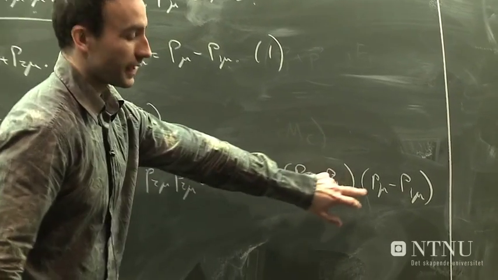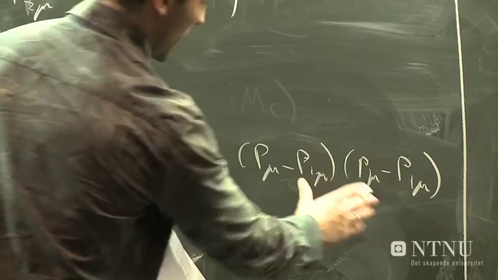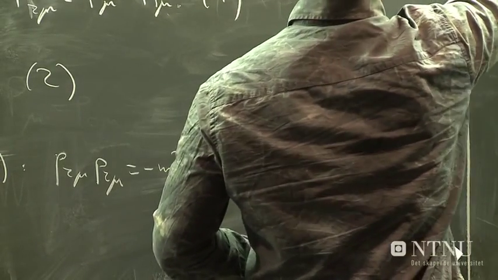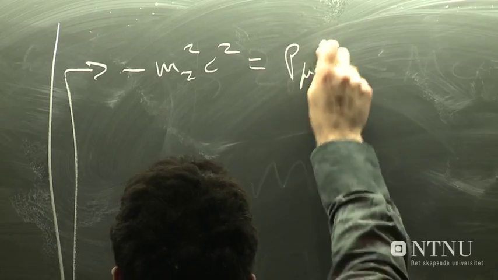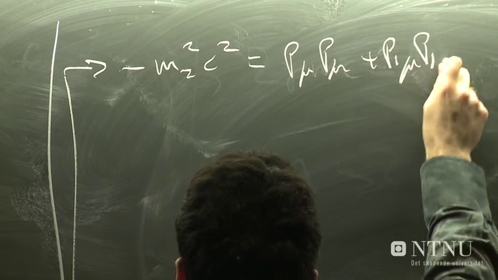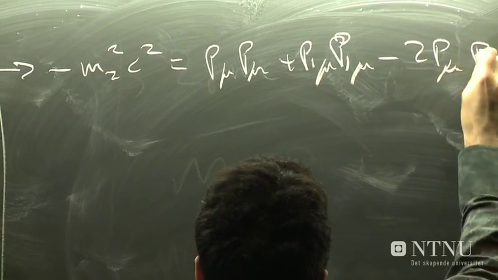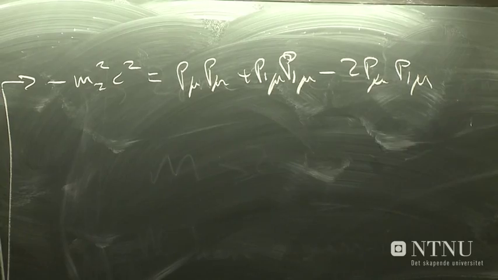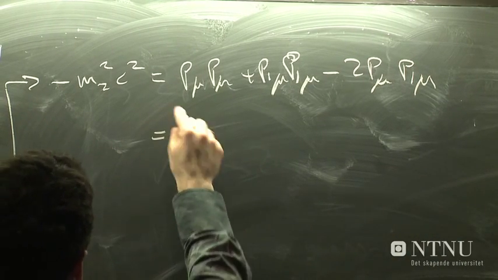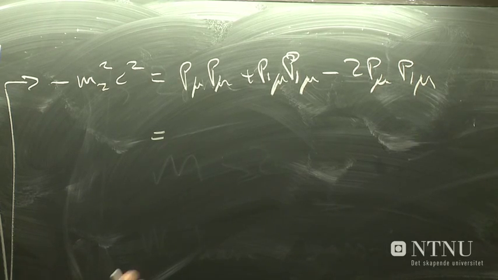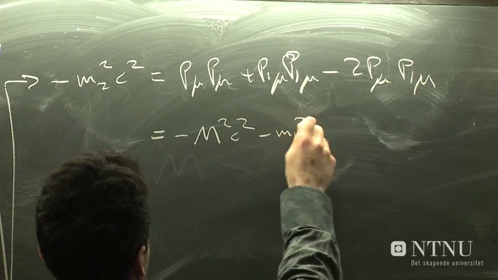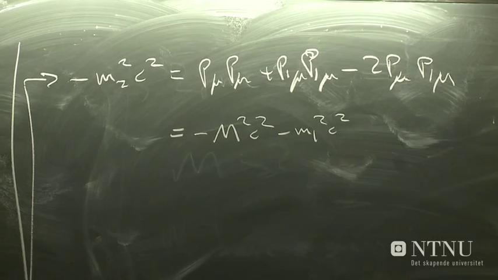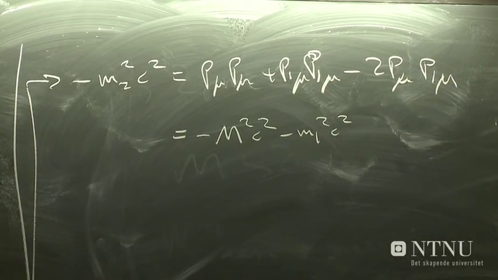Okay, now these vectors we know, so we can evaluate this right-hand side. So this is just writing out the square. And so using the invariance of each of these four momentum vectors, we get that this first one should just be minus large M squared c squared. The second one is given like this, the mass associated with particle 1. And this final term, we have to check then.